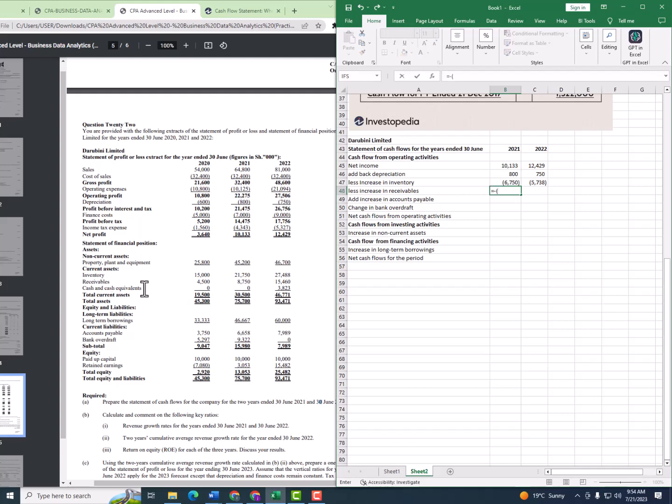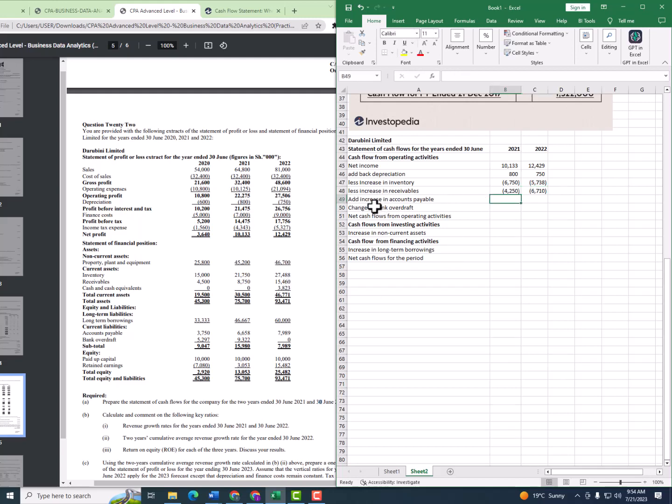You look at the receivables figure for 2021, which, we can see here, is 8750 minus 4500, close brackets, hit tab. For 2022, the same, equals minus open brackets 15460 minus 8750, close brackets, hit enter.